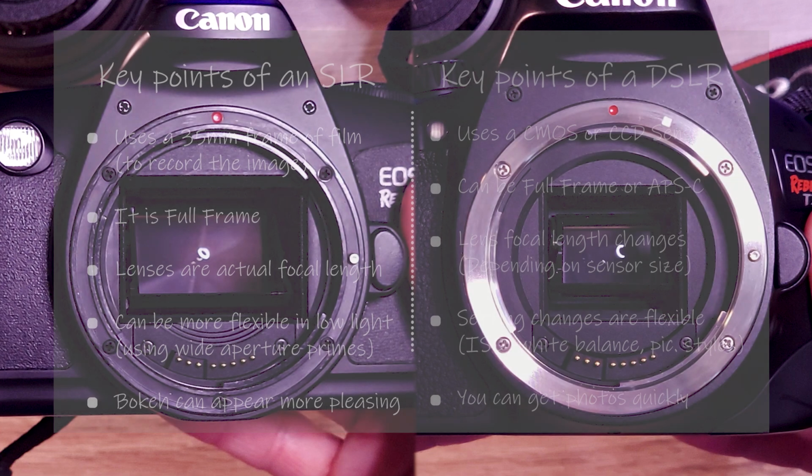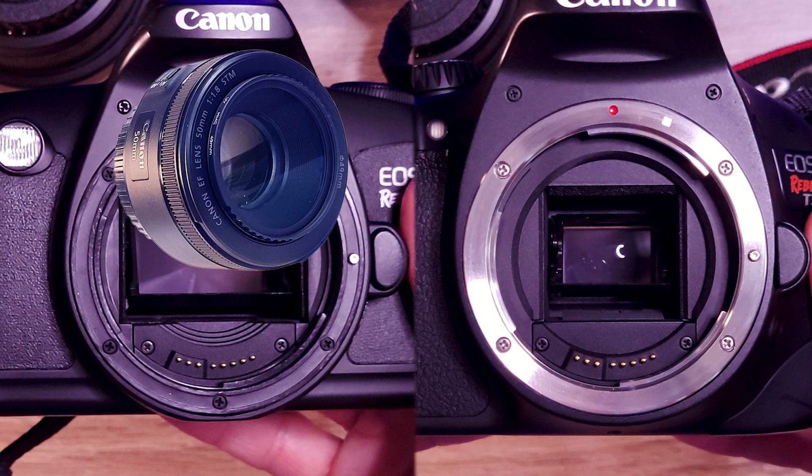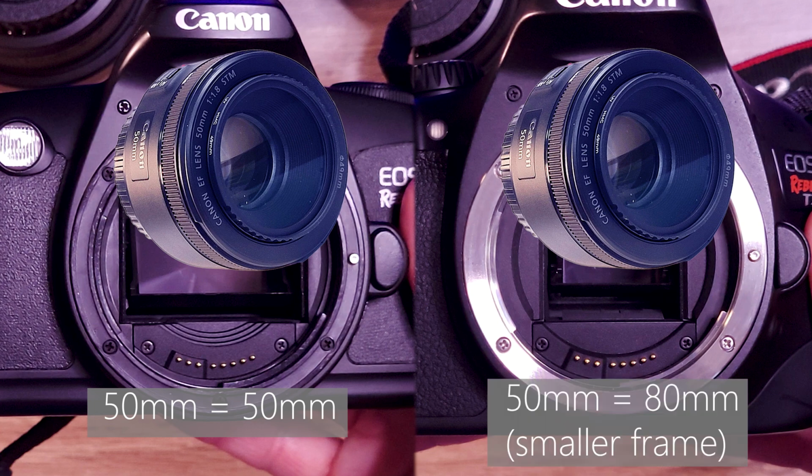Alright, so now what did I mean about lenses being their actual focal length? Let's take a 50mm lens and put it on an SLR. That 50mm lens will be a 50mm lens. So now let's take that same 50mm lens and put it on the APS-C DSLR. Now that 50mm lens will act like an 80mm lens, and this is due to the smaller frame. This is what's known as a crop factor. So now this combination would give you the 80mm equivalent on a full frame camera.